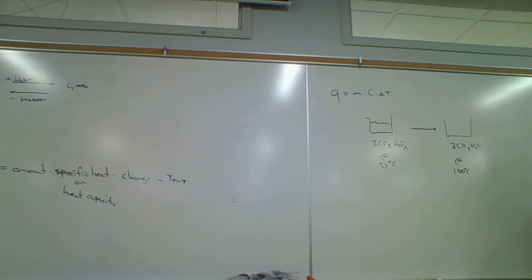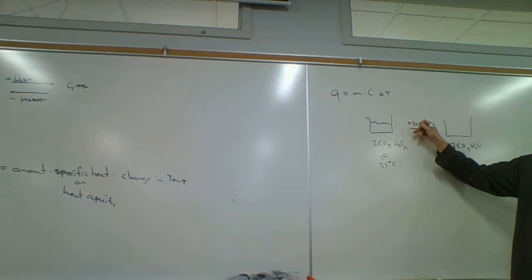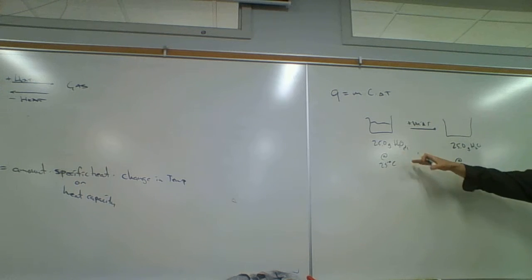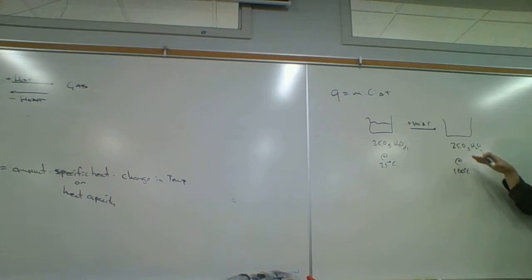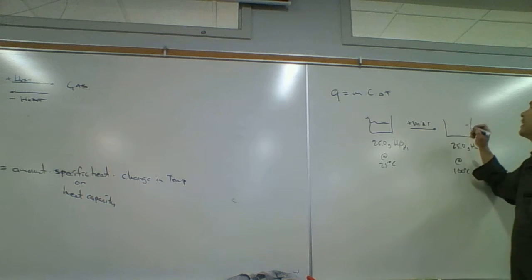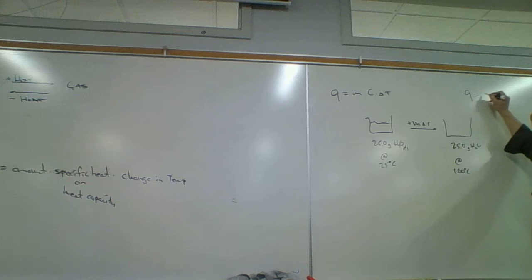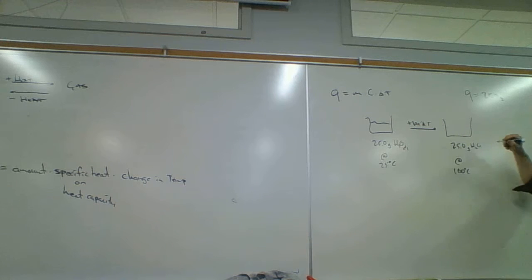And so what we need to do is find out how much heat we have to add. If I have 25 grams of water at 25 degrees C and I want to make it 25 grams of water at 100 degrees C, how much heat does that take? Well, the heat is going to equal the amount, 25.0 grams, times C. C is something we look up. For water, a lot of people know what it is: 4.18 joules per gram degree C. That's from a table. Times our delta T.